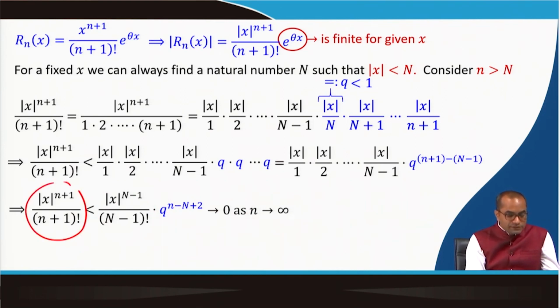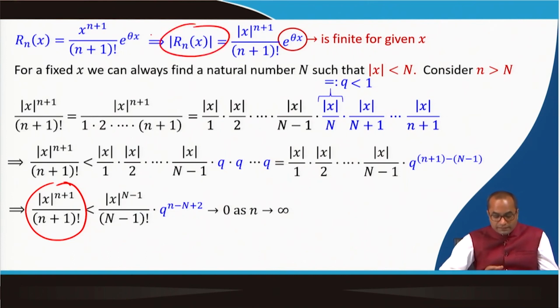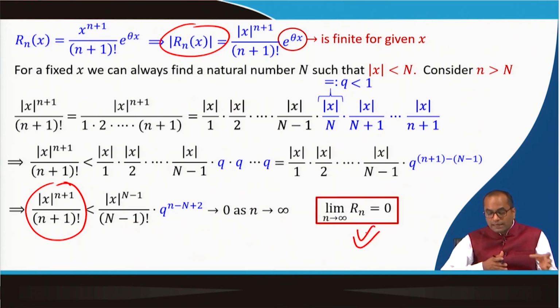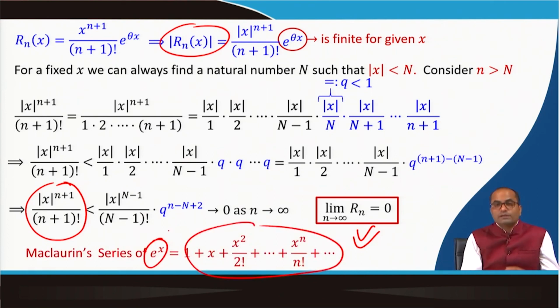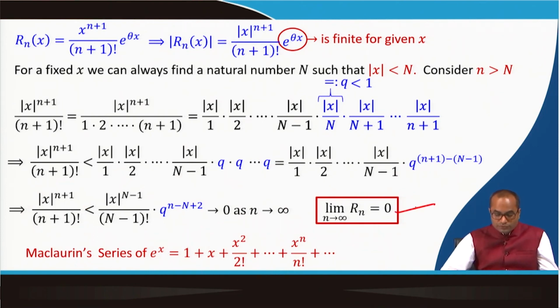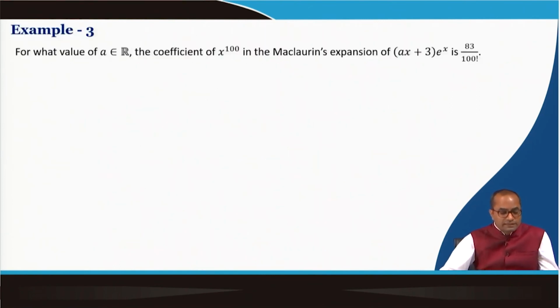So here we have seen that the absolute value of Rn(x) goes to 0 as n approaches infinity, and therefore we conclude in this particular case that the remainder term will go to 0. Therefore we can write e to the power x in Maclaurin's form, as a Maclaurin series, because Rn(x) goes to 0, then e to the power x must be equal to this series here.